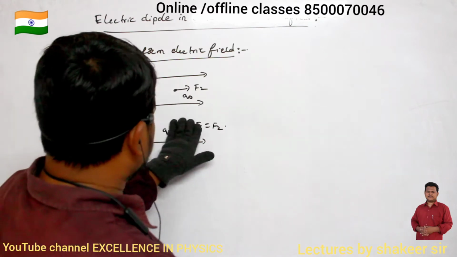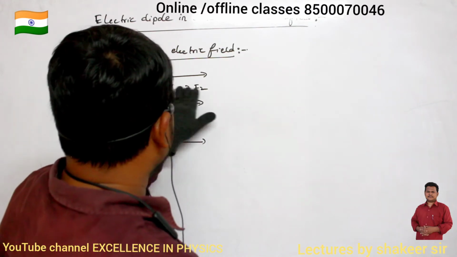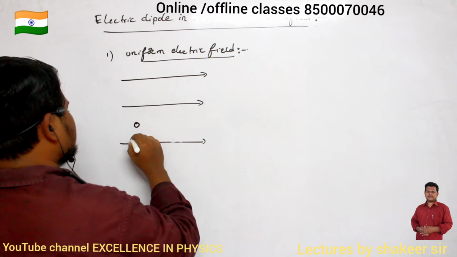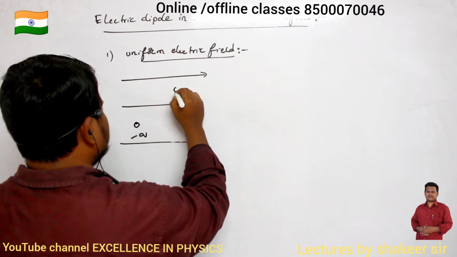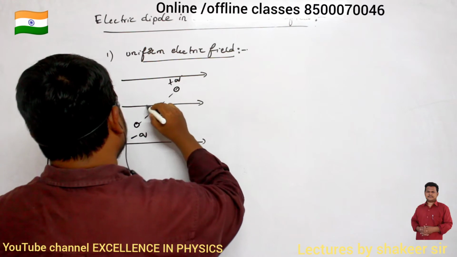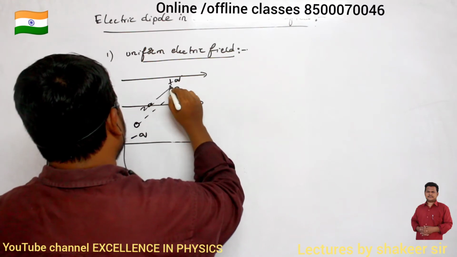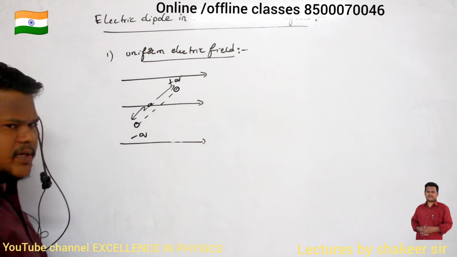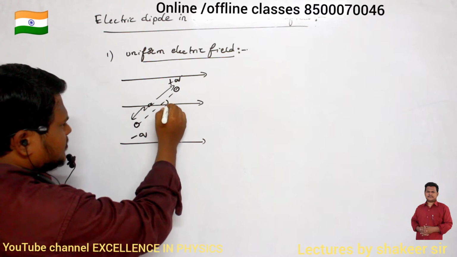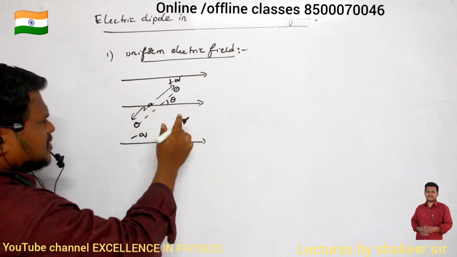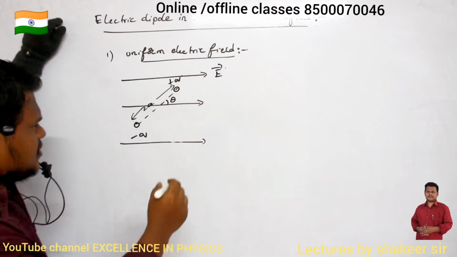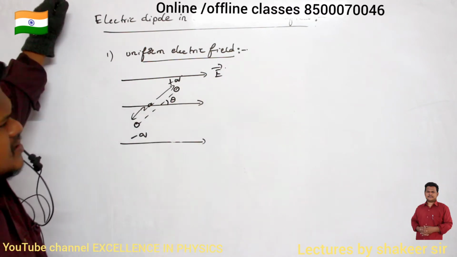Now this electric dipole is present in this uniform electric field. How? Let us see. This is the negative charge and this is the positive charge. Both of them are separated by a distance of 2a. 2a is the distance between them. So the dipole is present like this, making an angle of theta. This is the angle made by the dipole with respect to the external electric field. Clear?